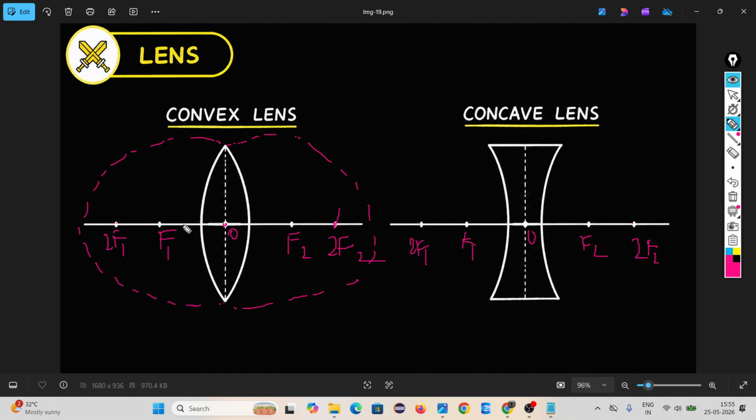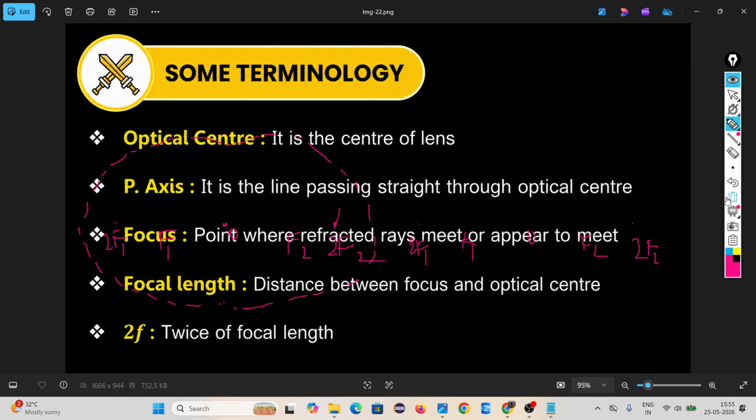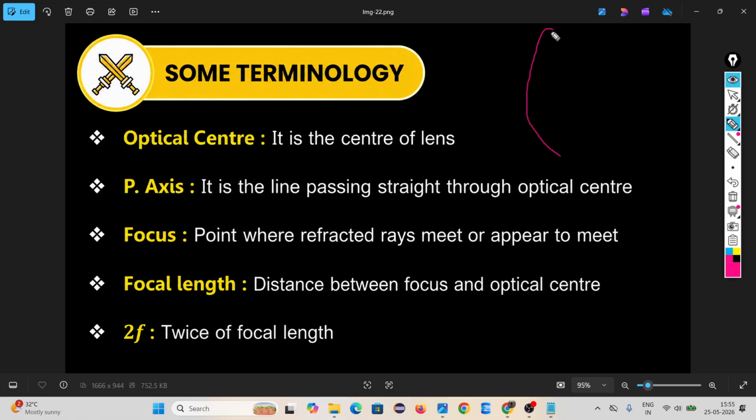First thing, look, some terms related with the optical center. Suppose this is a lens, the center of the lens is called the optical center. Principal axis: a line that passes through the optical center is called the principal axis. Focus: the point where refracted rays meet or appear to meet. We will learn this, just wait. Focal length: the distance between focus and optical center.